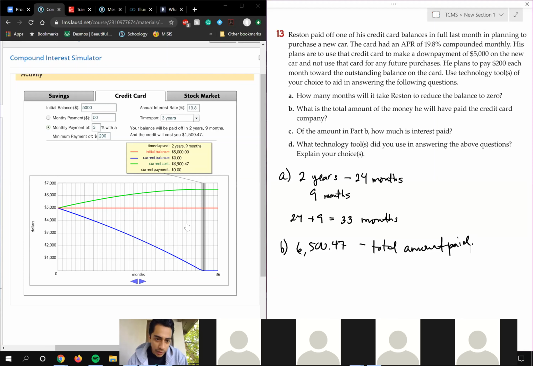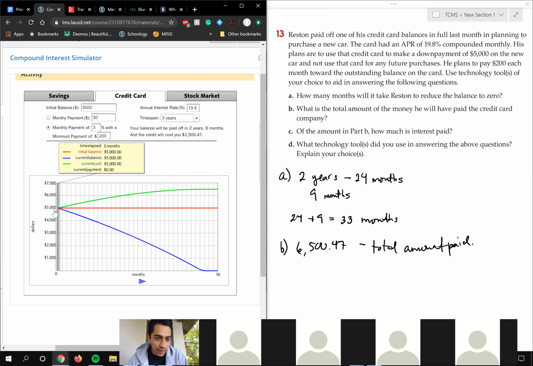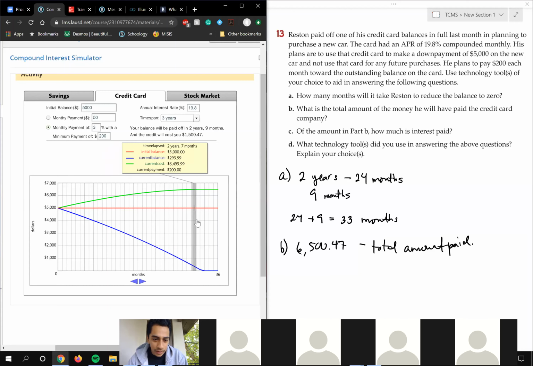If we were to backtrack maybe the month before, when he still has a current balance, it's not as much. You can see that at the very beginning, everything is 5,000. And as things go over time, the current cost is everything just adding up, all of that interest adding up over time, until we get to about right here.